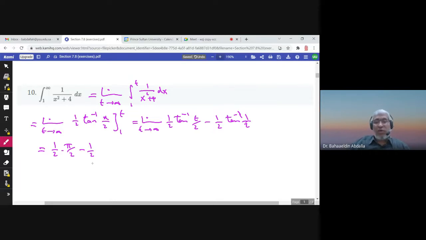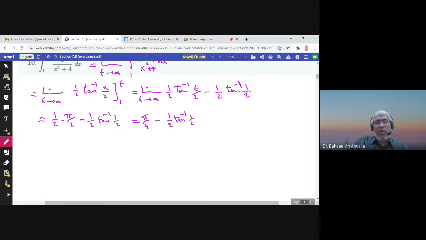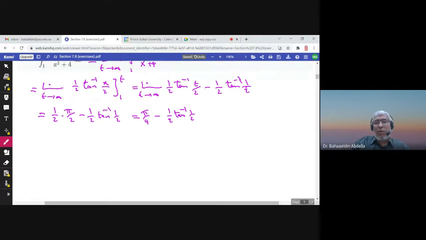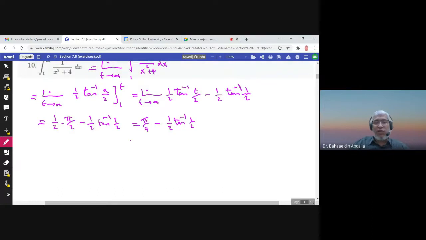And that would be the answer. If I use the calculator, it gives 0.46, but I will just write it as tan inverse half, so pi over 4 minus half tan inverse of half. That's the exact answer. So this integral is convergent.